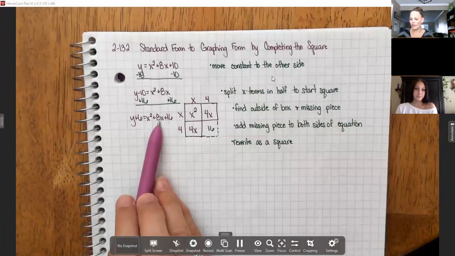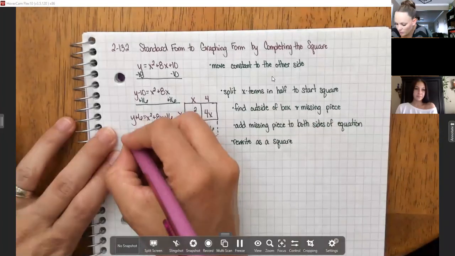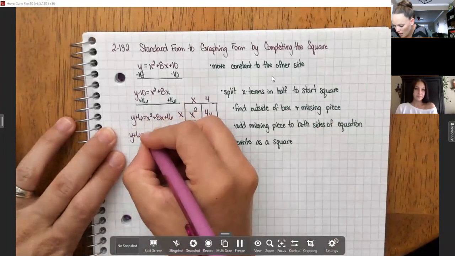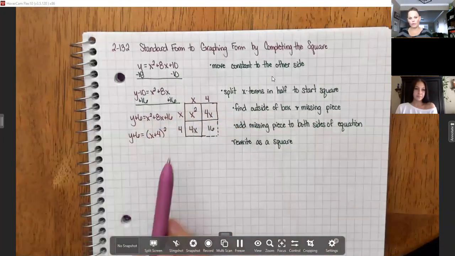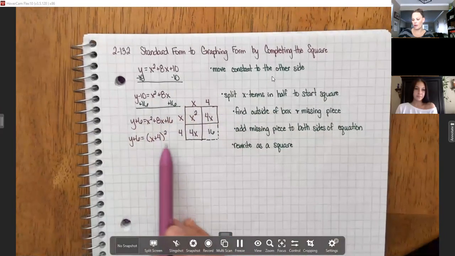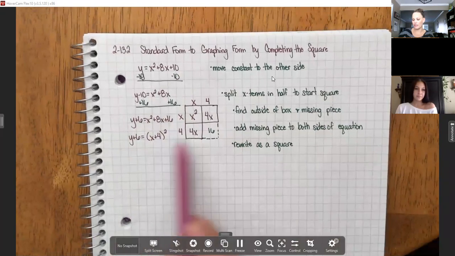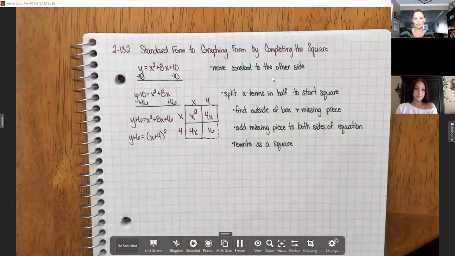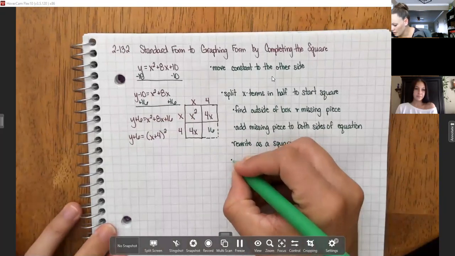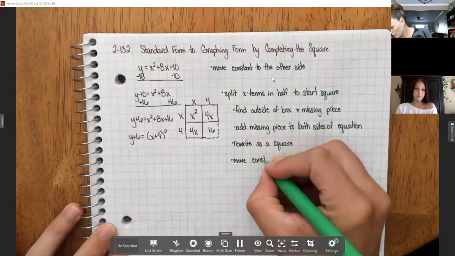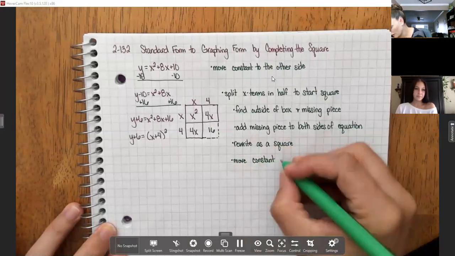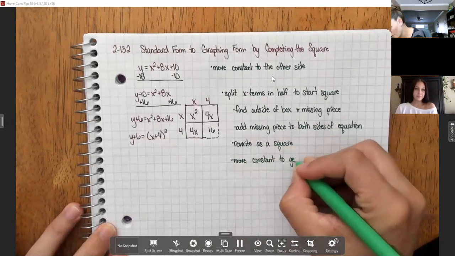Basically, we want to rewrite this as the outside of the box, which is x plus 4 squared. If I multiply x plus 4 times x plus 4, I get this. And then last, we move the constant to get y alone.